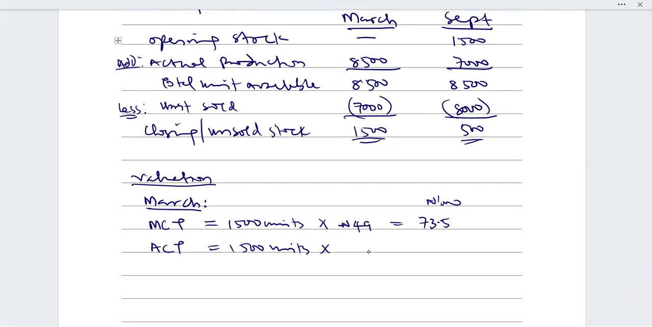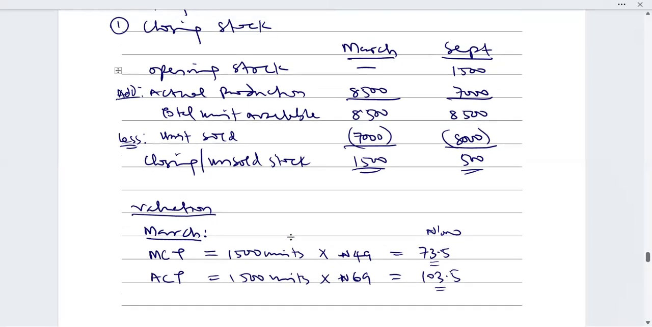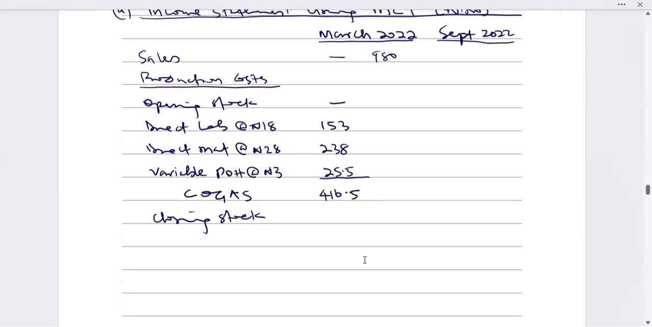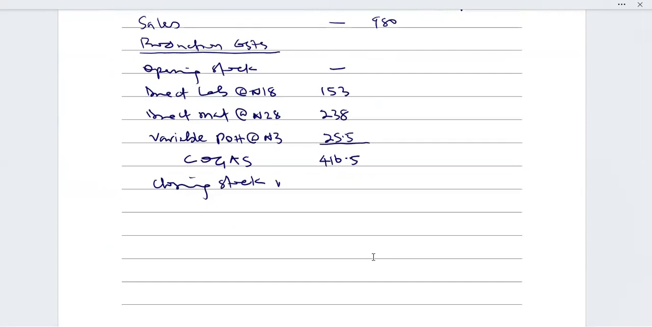Then under absorption, 1,500 units multiplied by the total cost per unit, 69 naira. Multiply 69 with 1,500. What do you get? 103.5. Okay, that's that. So let's go and post. For March, closing stock under marginal costing is 73.5. So closing stock, working number 1.